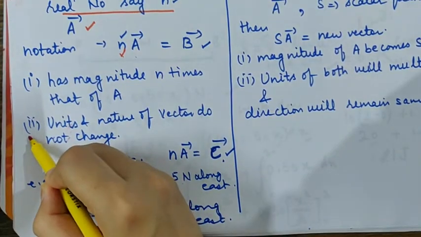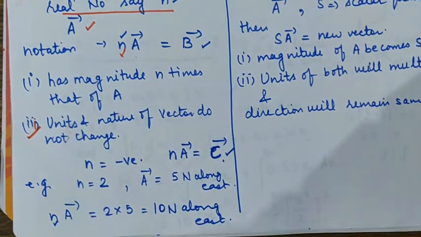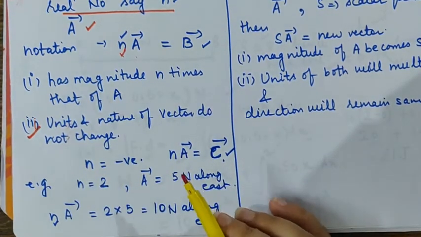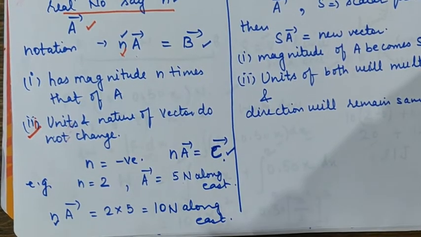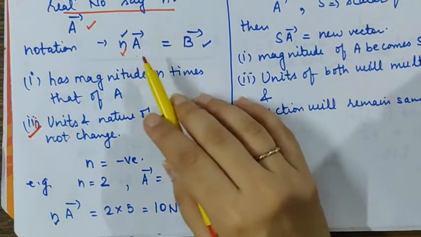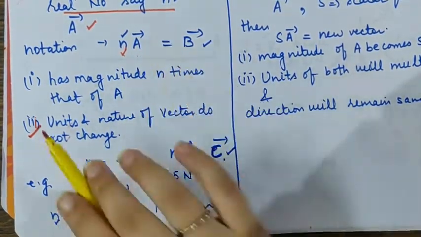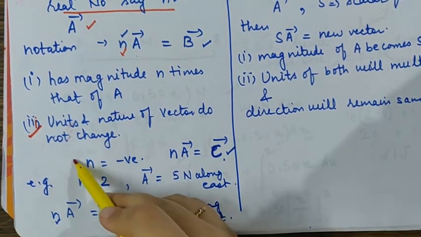The third point rather, that happens, is the units and nature of the vector do not change when it is multiplied by a real number. The units will continue to be the same and the same will be the nature. If A was force, then it will be force also after being multiplied by a real number. n can also be negative.